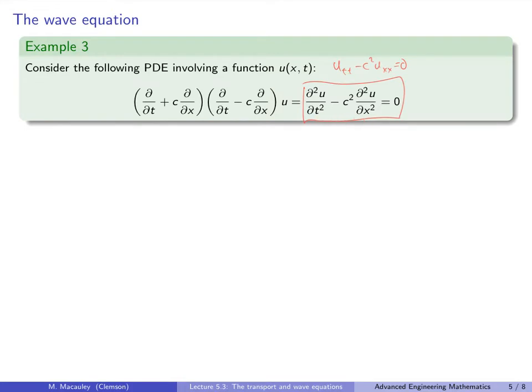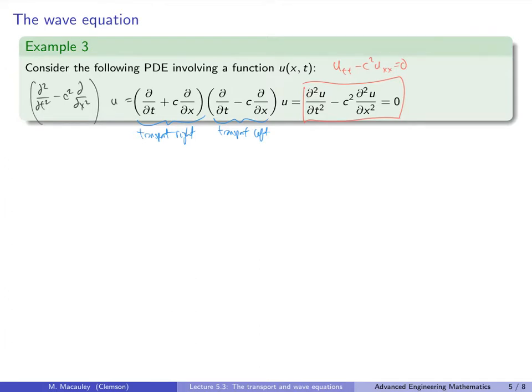Now I can factor this as the product of these differential operators. This is the one from example 1, this is the one from example 2. In other words, this is transport left, if you recall, and this one here is transport right. And if we multiply these together, you get a difference of squares. So this is equal to d squared dt squared minus c squared d dx squared. So it's this differential operator applied to u equals 0.